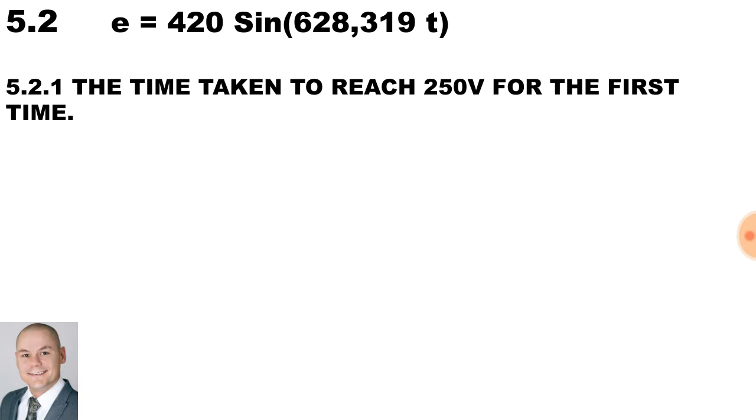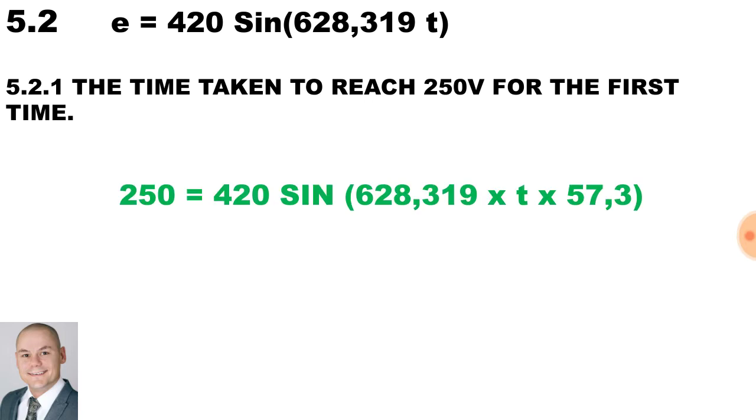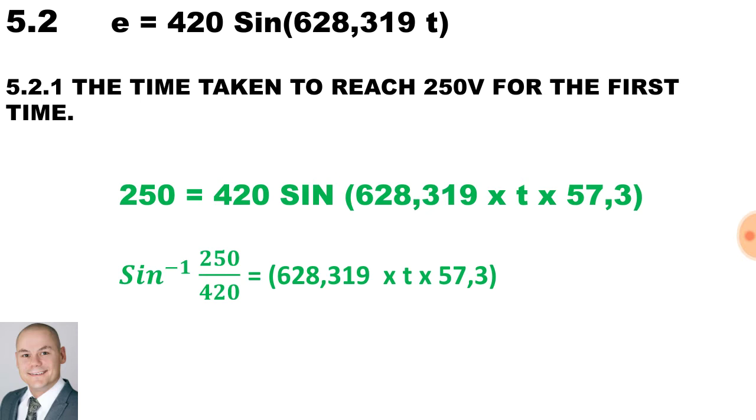So to calculate the time, the instantaneous value is 250 volts. The maximum value is 420 volts. The angular velocity in radians per second is 628,319. Multiply by 57.3 to convert radians to degrees. Now, in order to manipulate this equation, when we take sine across, it becomes sine to the minus 1 of 250 over 420. Once we've got that answer, we divide by the angular velocity and 57,3. And that gives us a time of 1,014 milliseconds.